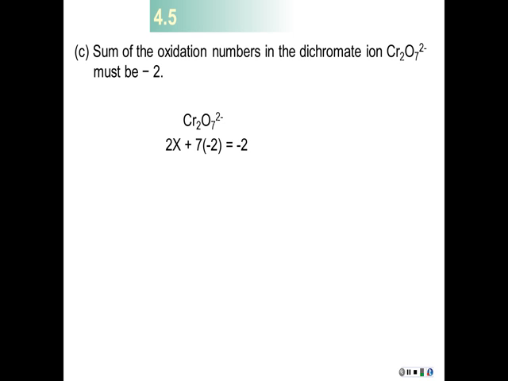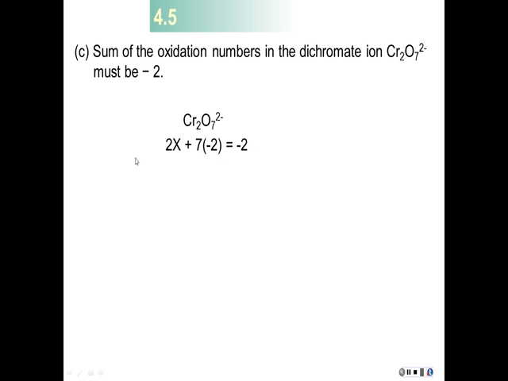So let me get my arrow back here again. Here we go. So we have 2 chromiums. That's the one we're really trying to find out. So I'm going to put an X in for the charge of each chromium. So there's 2X then. 7 oxygens is going to be 7 times -2. And then the total overall charge is adding up to -2. And the question is just then, what is the value of X?